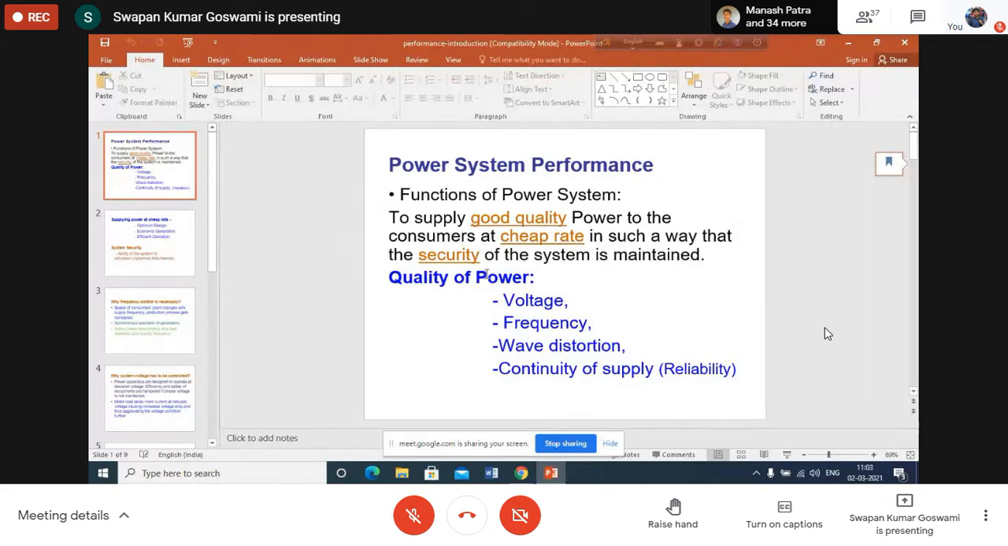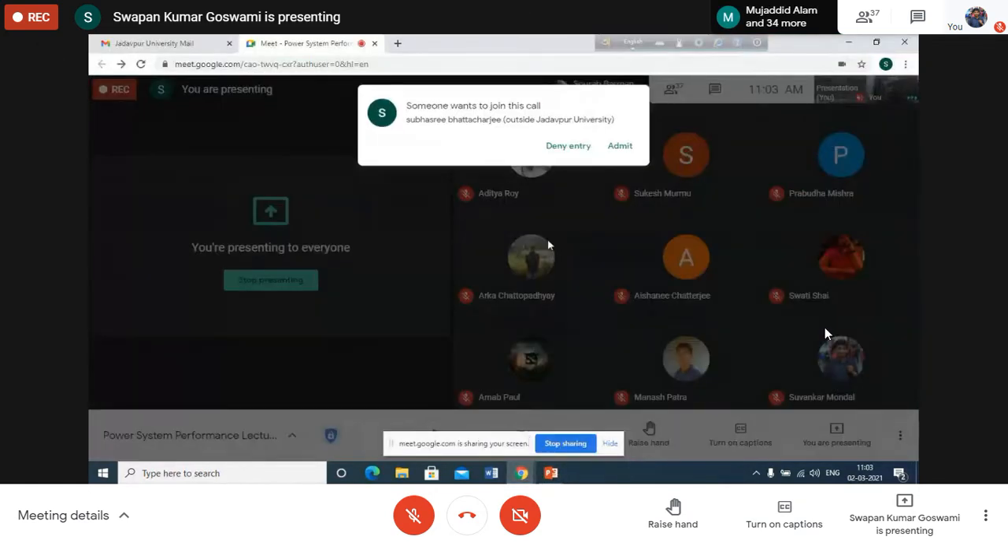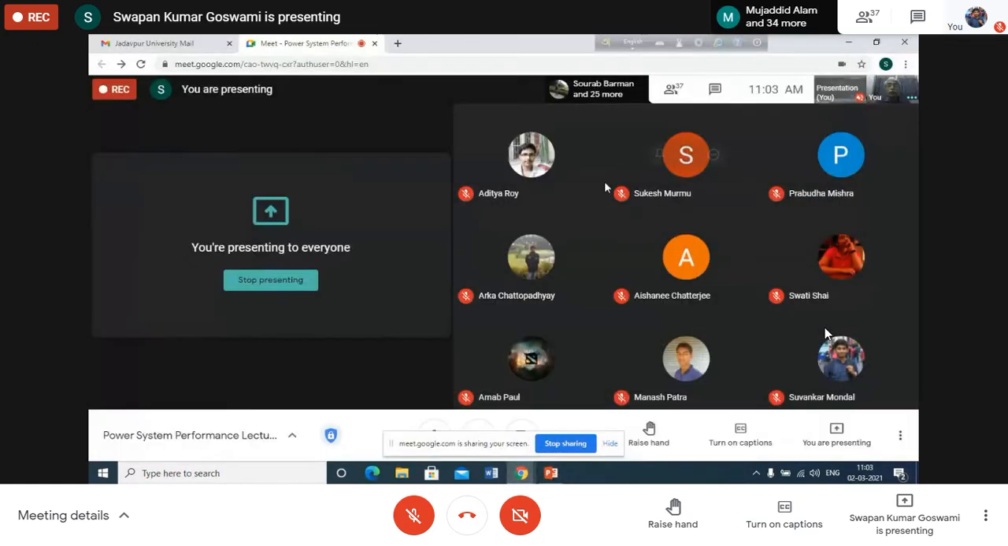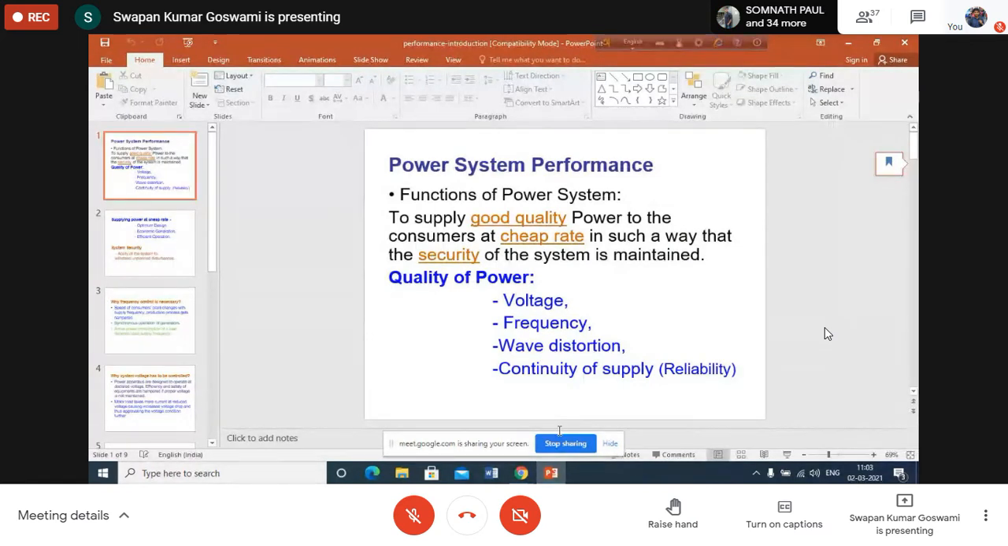System performance. We have started some initial discussion, and that was basically regarding what I wanted to see: at what level we are. Since I shall be discussing all these things, I wanted to interact with them initially. That I do in every class.